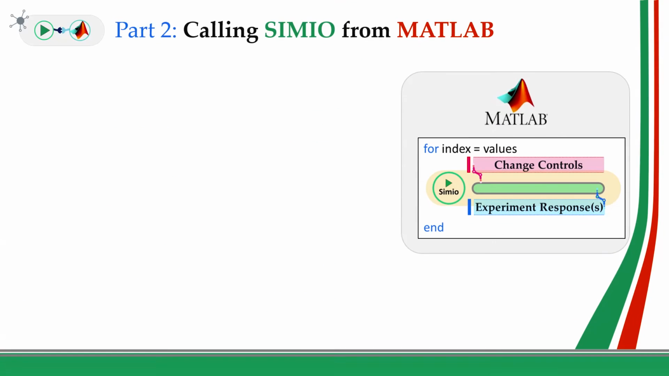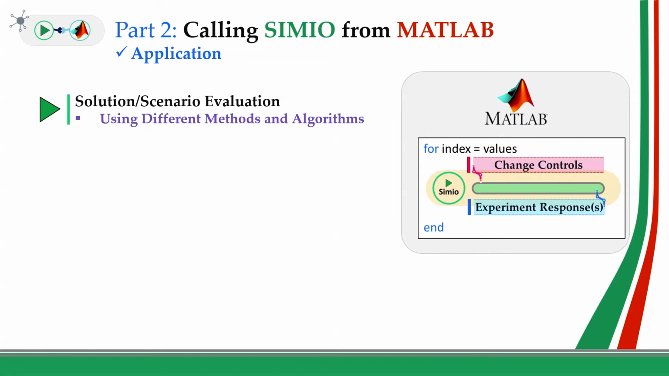Now I want to talk about the applications of this type of integration. Simio is a powerful software for simulation modeling, and MATLAB is great for calculation, optimizing, and running experiments. The first application is solution or scenario evaluation. Once you have multiple controls and you want to evaluate the impact of each, or a combination of them, on your simulation model, you can easily implement that inside MATLAB. MATLAB changes the controls and you get the results from Simio, with an iterative connection between the two to get your desired outcome.